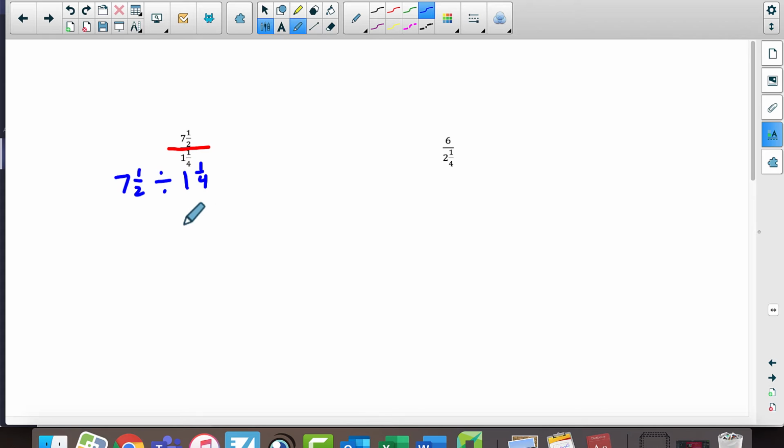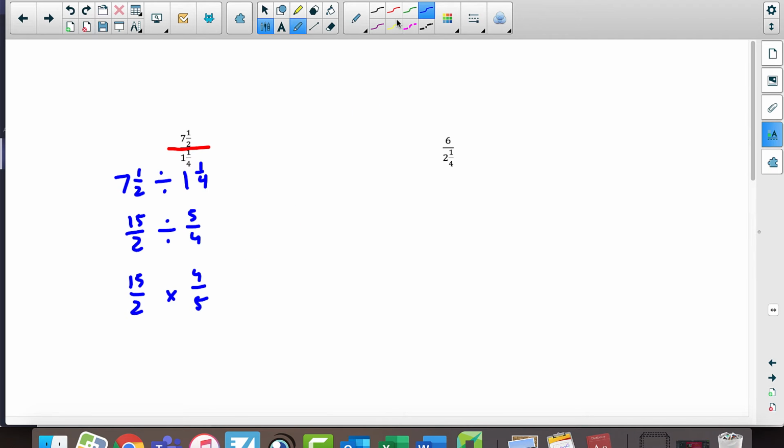The next thing I'm going to do is I'm still going to make it a division question, but I'm going to rewrite it in improper form. 7 times 2 is 14, plus 1 is 15 over 2. 1 times 4 is 4, plus 1 is 5 over 4. Now I'm going to rewrite it as a multiplication question. How do I do that? I keep the first fraction the same. I flip the second fraction.